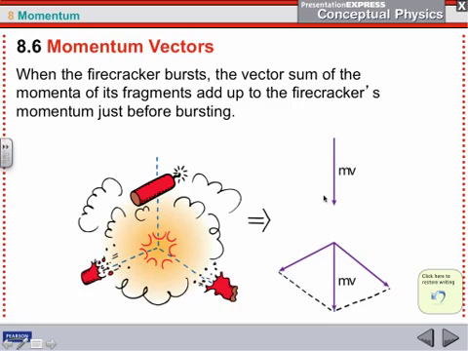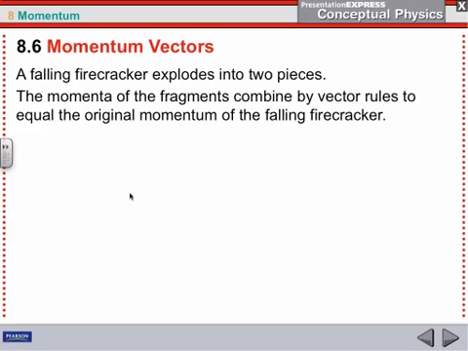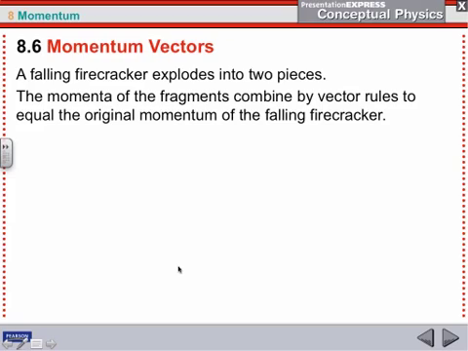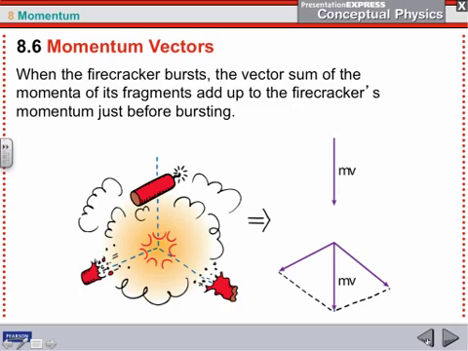Or how about this? Here's this firecracker. It's falling down. And where did my firecracker go? Okay, firecracker falling down, and then it explodes right there. Okay, I'm having problems with my smartboard, but other than that, I'm okay. The momentum of the fragments prior to exploding and the momentum of the fragments after exploding is exactly the same. They are the same as what they were before. And I really wanted to draw this out a little bit better.